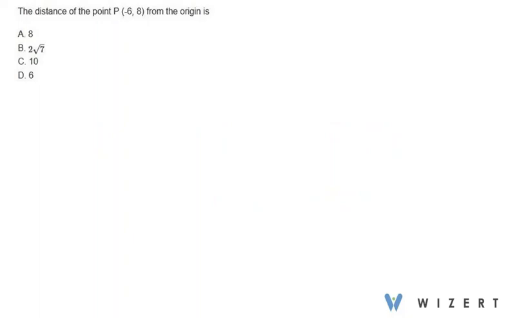We have this question here. The distance of the point P(-6, 8) from the origin is. Now we know the distance of any two points from each other is given by distance equal to under root of (x1 minus x2) whole square plus (y1 minus y2) whole square units.